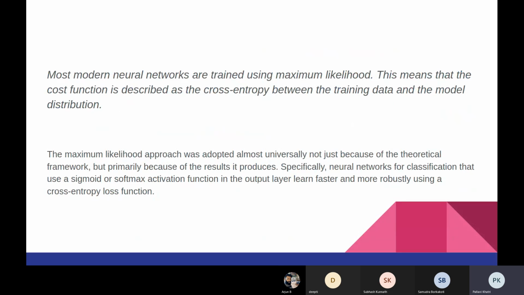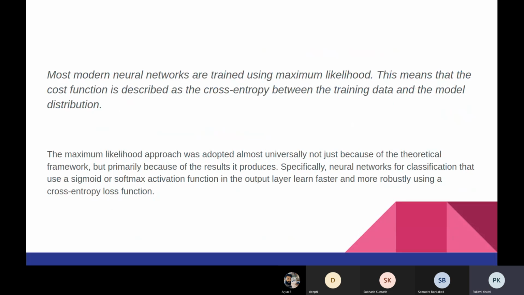And what happens is, where my model performance depends is on what my activation function in the output layer is and what type of loss function I am using. So specifically, neural networks for classification problems that use a sigmoid or softmax function in the output layer learn faster and more robustly using a cross entropy loss function. So it is very important to choose a combination of activation function and loss function in the output layer in order to get better performance.